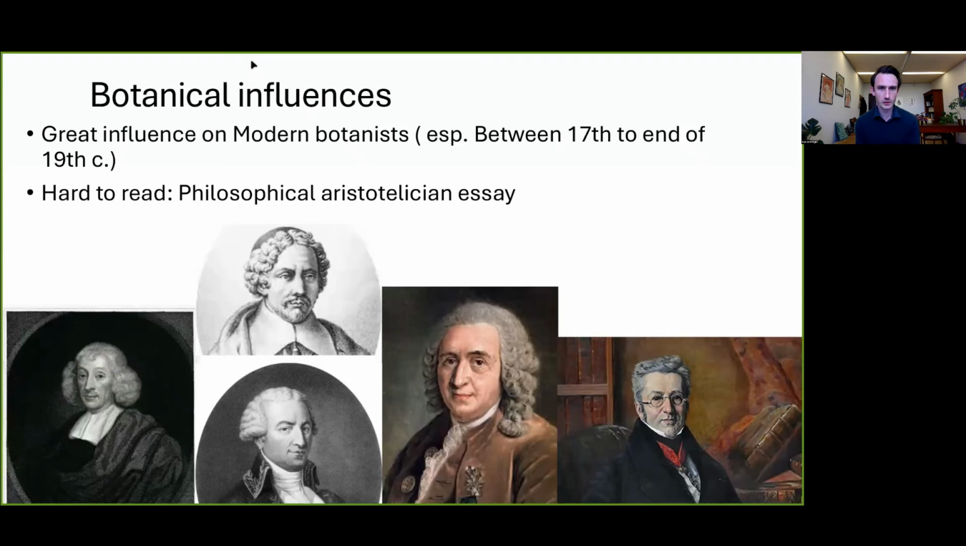But at the same time, the influence of Cesalpino on botany disappeared or was mitigated during the 20th century for several reasons. One of them is probably because the text in itself is really hard to read, and because it was not translated from Latin into any other modern languages, it became really difficult to access, especially for modern scientists. But also because it is at the same time a philosophical Aristotelian essay. So the botanical improvement part was sometimes obscured by this speculative or philosophical consideration. We can discuss it more later.